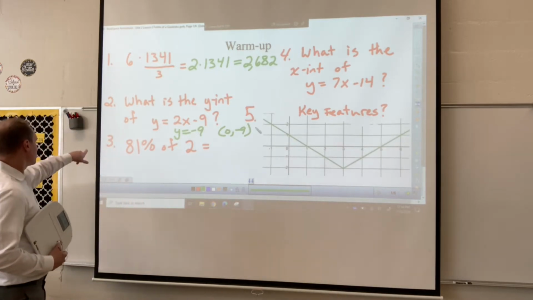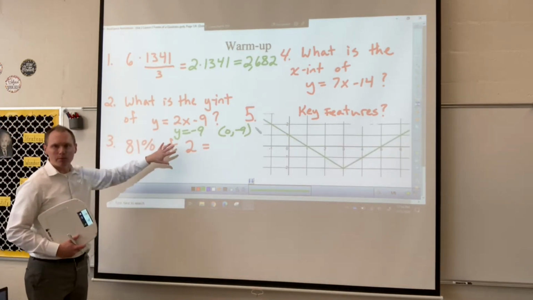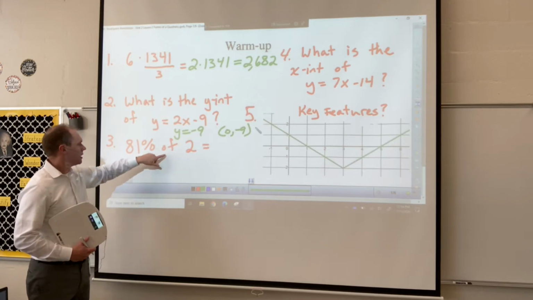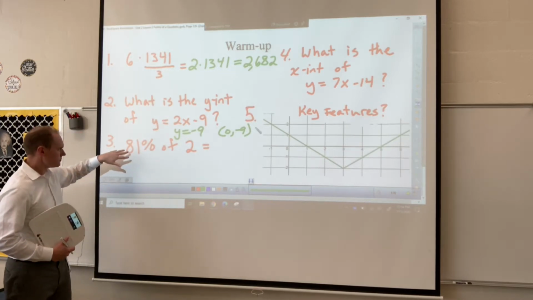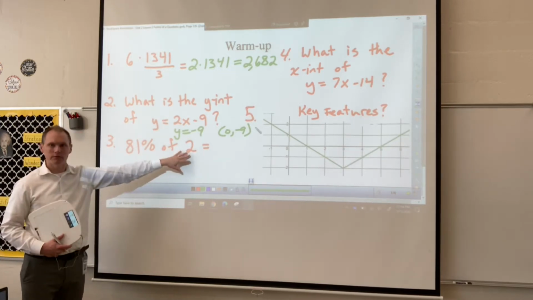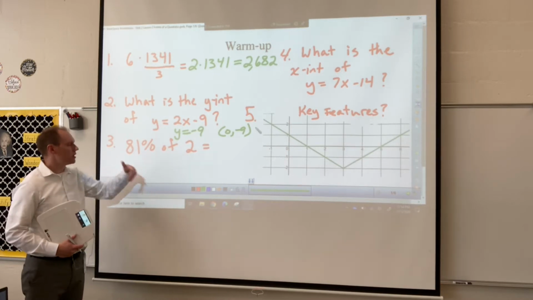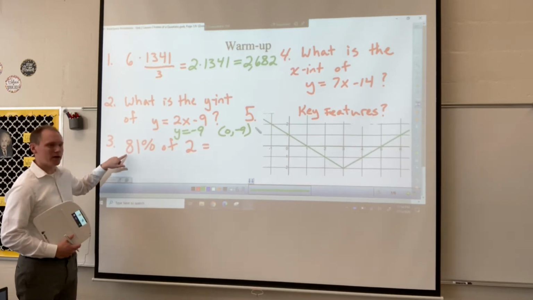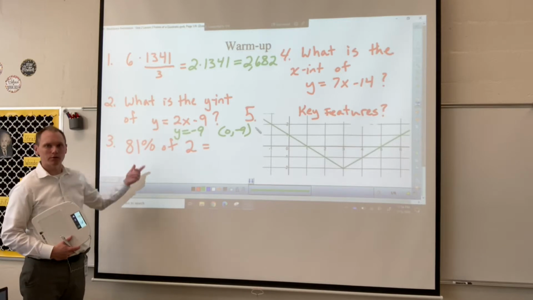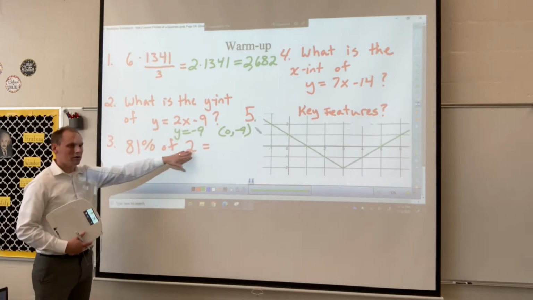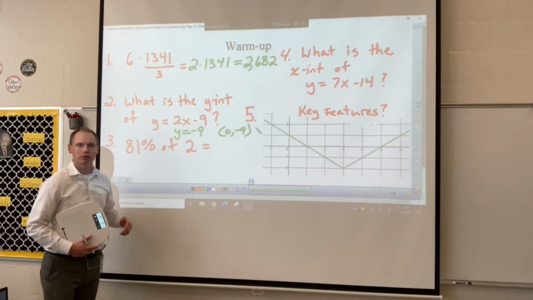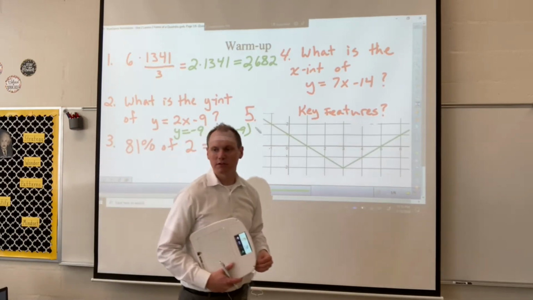All right, and then next, number 3 here, we've talked a lot about percents so far this year. But if you multiply the numbers involved, it makes it a lot simpler. Technically this is like 0.81 times 2, right? 81% of 2. But just multiply 81 times 2 and then move the decimal afterwards. So 81 times 2 is 162.